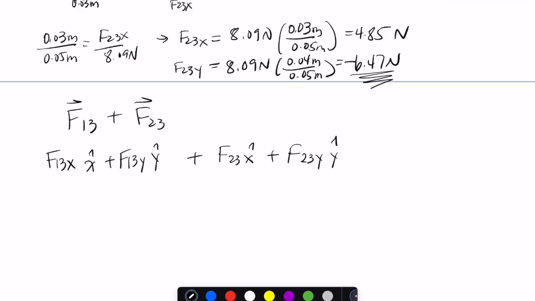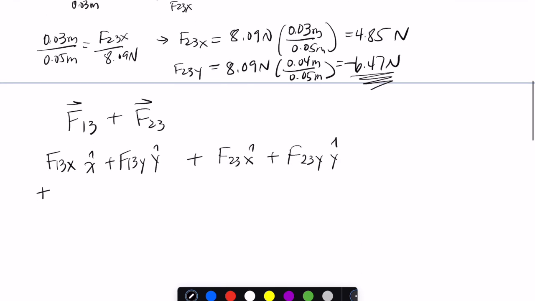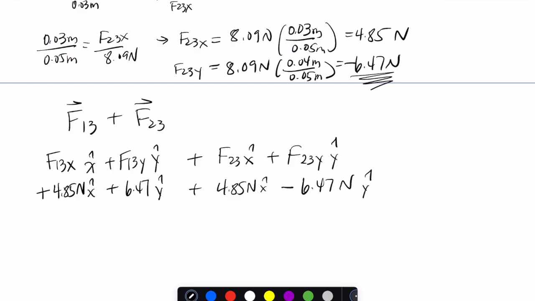And so let's plug that in. So this was positive, look up here, 4.85. This was positive 6.47. This was positive 4.85. This was negative 6.47. Okay, that's going to give us our total vector. And so, well, we add these up. We add the x's together, and they add up to 2 times 4.85, right? Because there's 2 of them. And then the y's, plus 6.47 minus 6.47. So those go away.